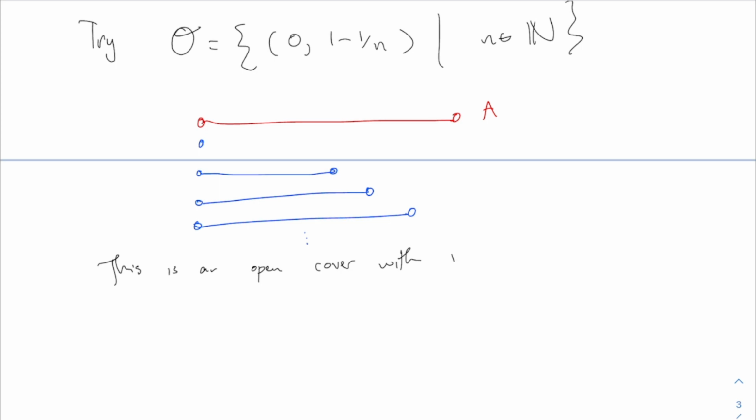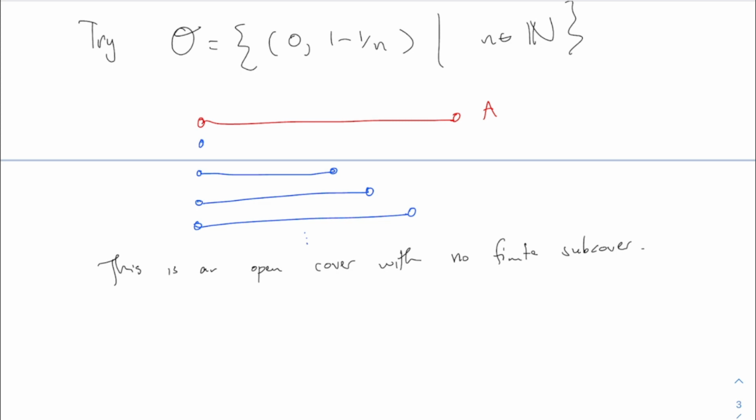With no finite subcover. Excellent. Any thoughts about that one? This is an open cover with no finite subcover. All right. What about if it was the closed interval?